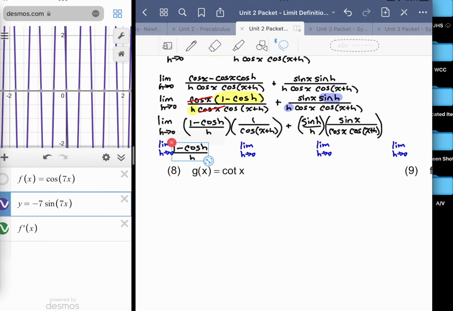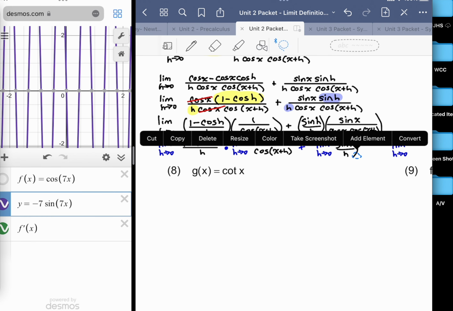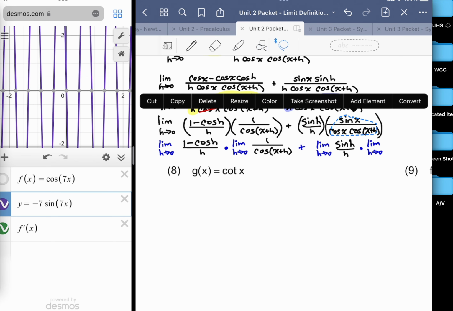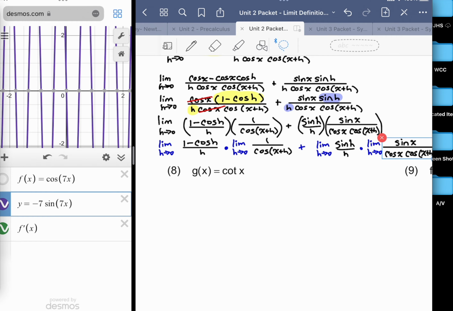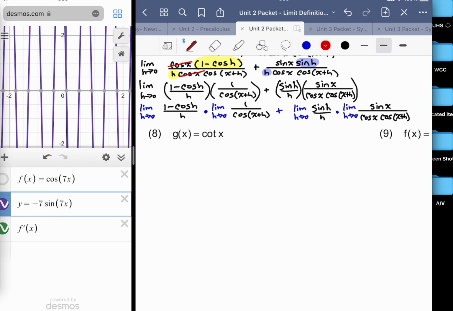So the limit as h approaches 0 of this, limit as h approaches 0 of this, multiplied, plus the limit as h approaches 0 of the sine h over h, times the limit as h approaches 0 of this.